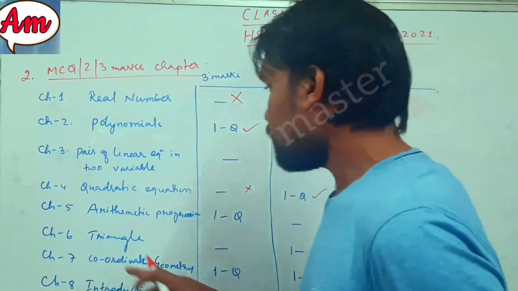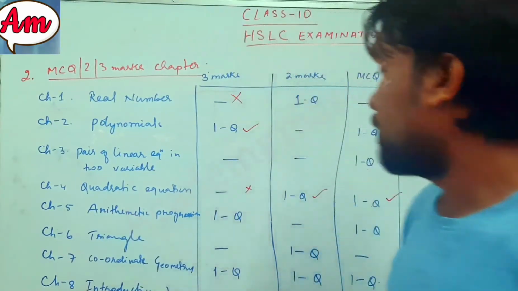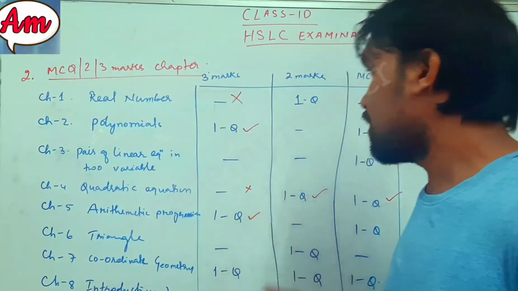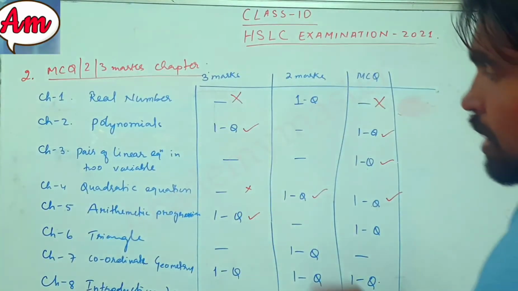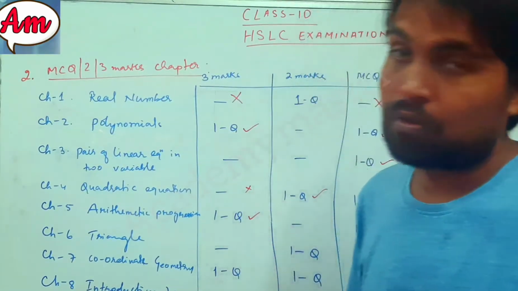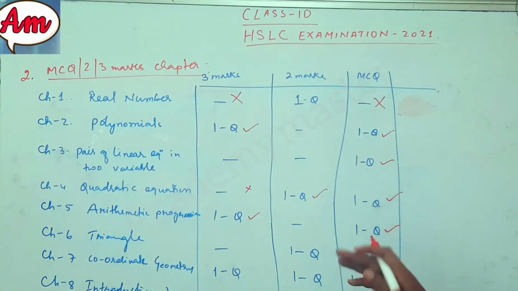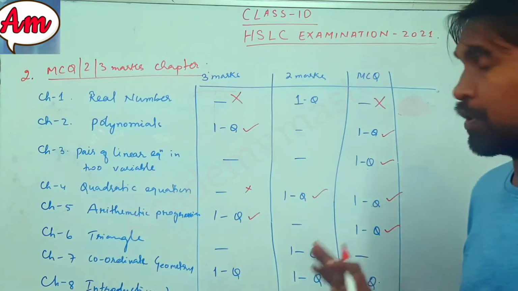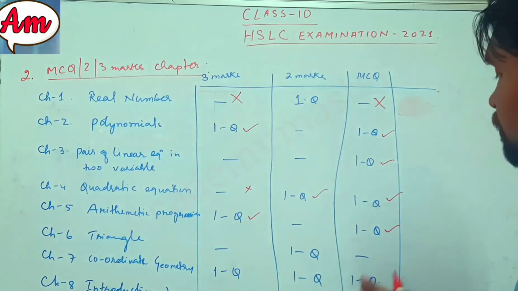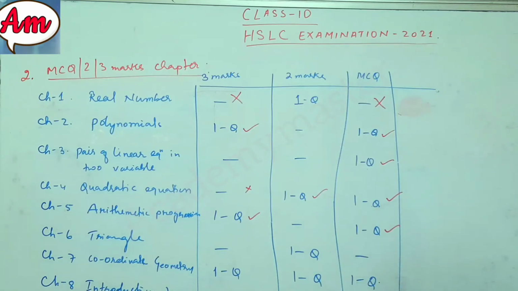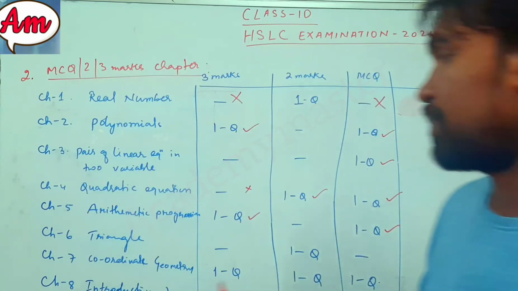Next, chapter 5, arithmetic progressions. In arithmetic progressions you will get 1 3-mark question. In chapter 5, 1 question will be coming for 3 marks and 1 MCQ will be coming. There will be no 2-mark question in chapter number 5. Only 3 marks and 1 mark, that is MCQ, will be coming from arithmetic progression. So you need to study properly.